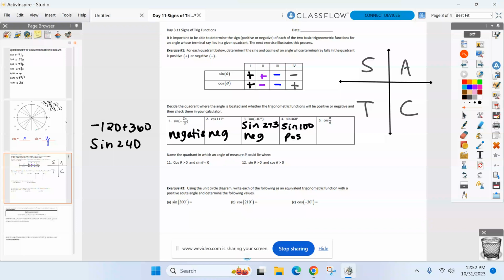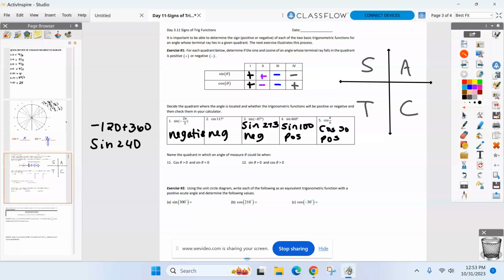Radian, pi over 6. 30. So I'm just asking for the cosine of 30. Where's 30? Quadrant 1. Everything's positive in 1. All right, everything's positive in 1. See how I'm using this now, the ASTC, to figure out what's positive and what's negative in a certain quadrant.